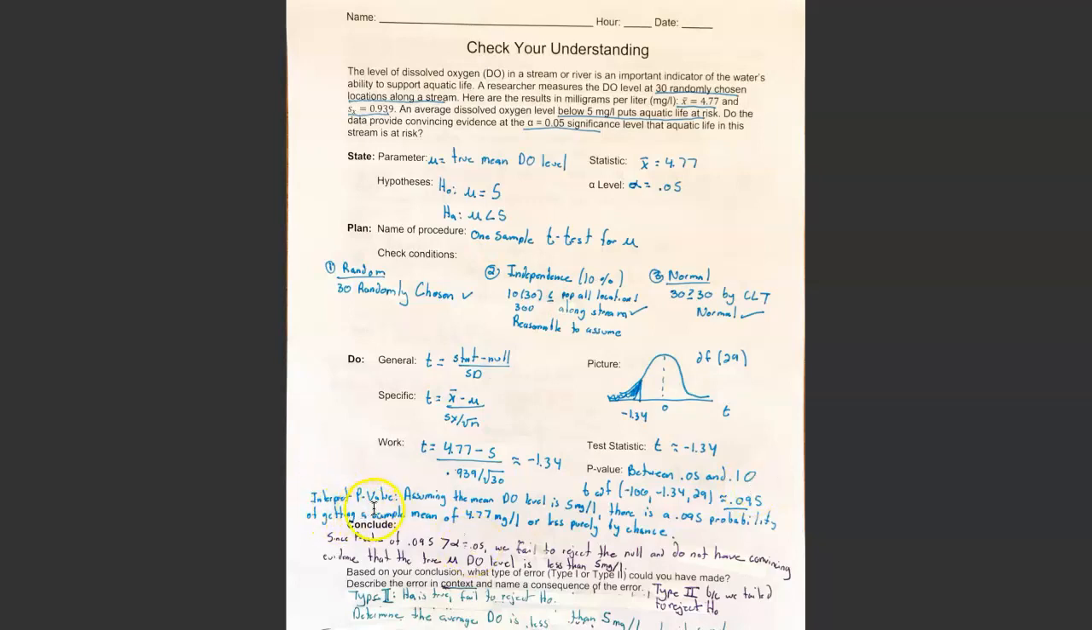So if you were to interpret what your p-value means, assuming that your null hypothesis is true, so assuming the mean DO level is 5 milligrams per liter, there is a 0.095 probability of getting a sample mean of 4.77 milligrams per liter or less purely by chance. So what can we conclude? Well, our p-value is greater than our alpha, so we fail to reject the null and do not have convincing evidence that the true mean DO level is less than 5 milligrams per liter.